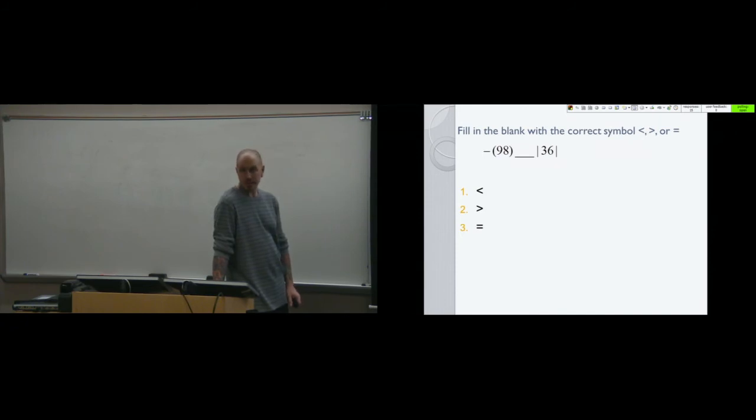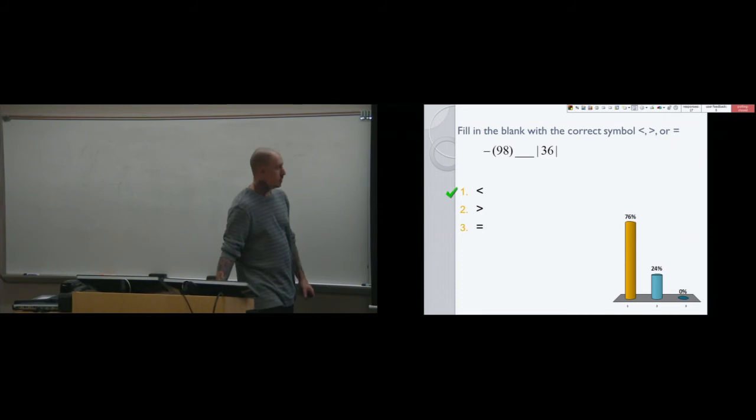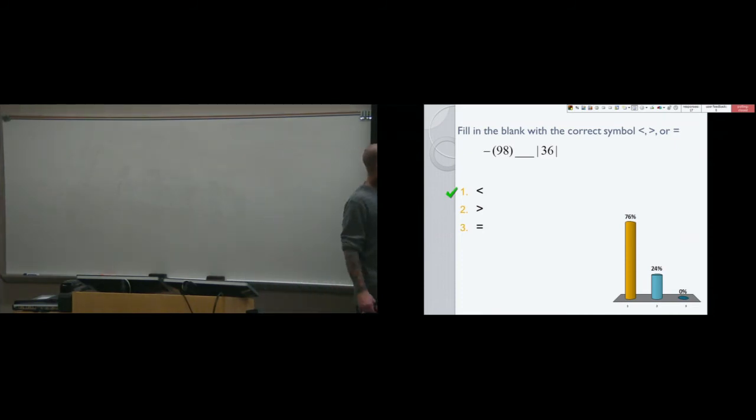About 15 seconds. Not too bad. So we should have less than. This is negative 1 times 98, which would be negative 98. And this is the absolute value of 36. So this one will come out positive. A negative is always less than a positive.